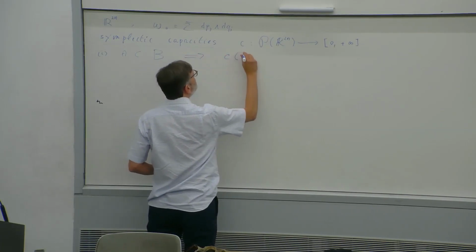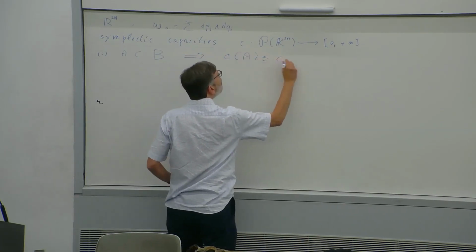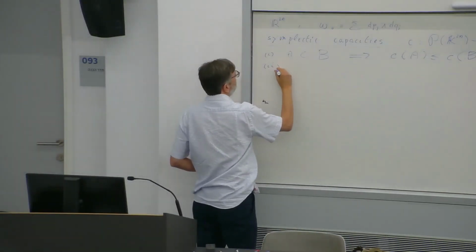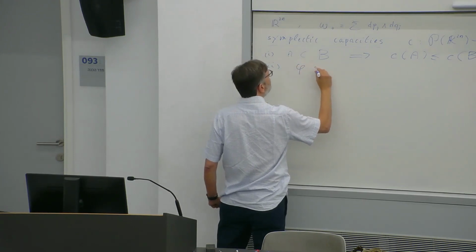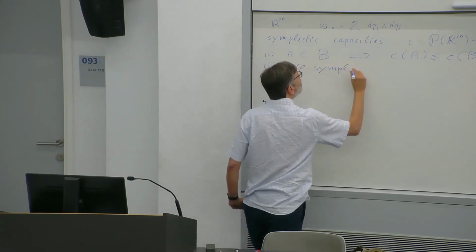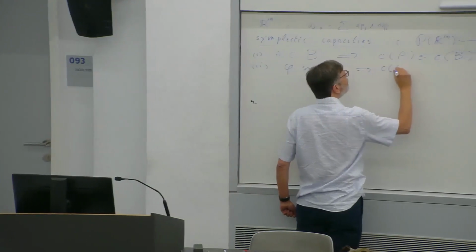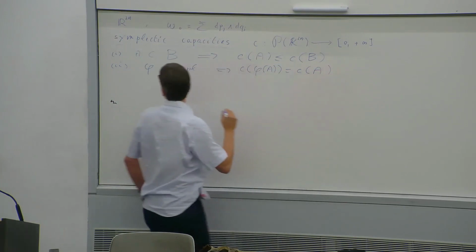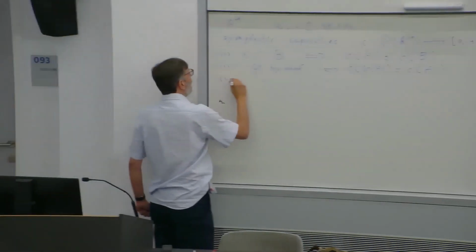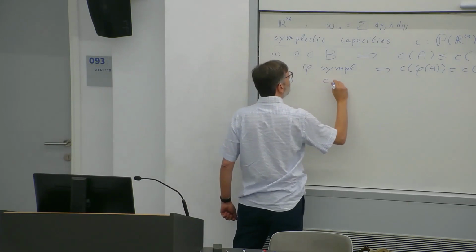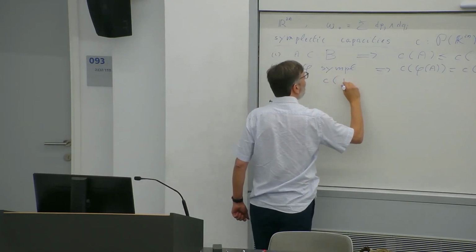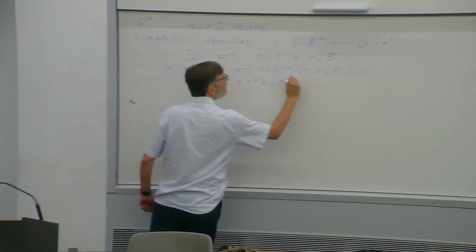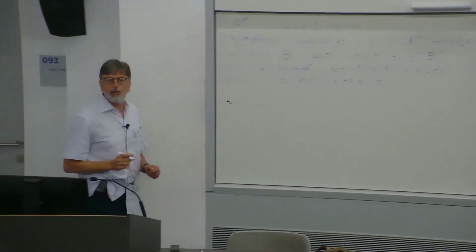So the capacity gets bigger, so C(A) is less or equal to C(B) when A is contained in B. Then it should be symplectic invariant: if phi is a symplectomorphism, then C of phi(A) should stay the same as C of A. Then it should rescale as an area, so C of r times A is r squared C of A.